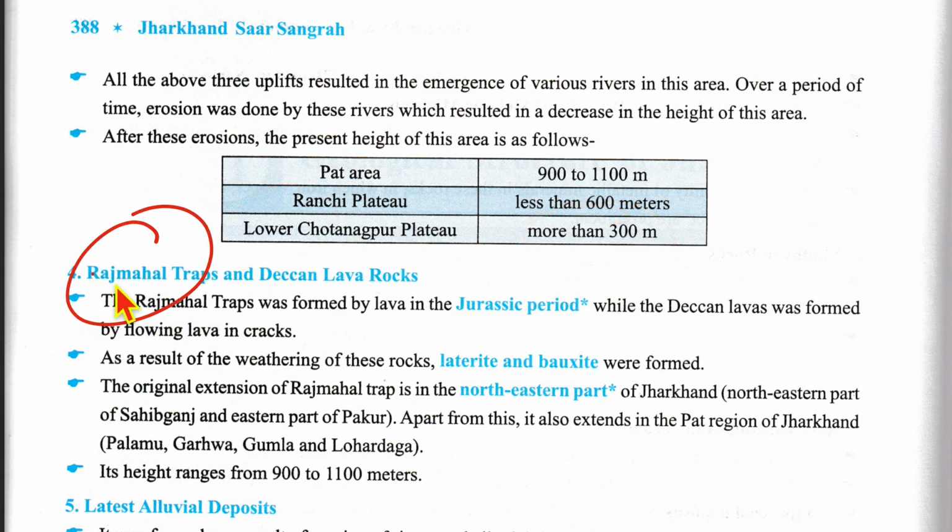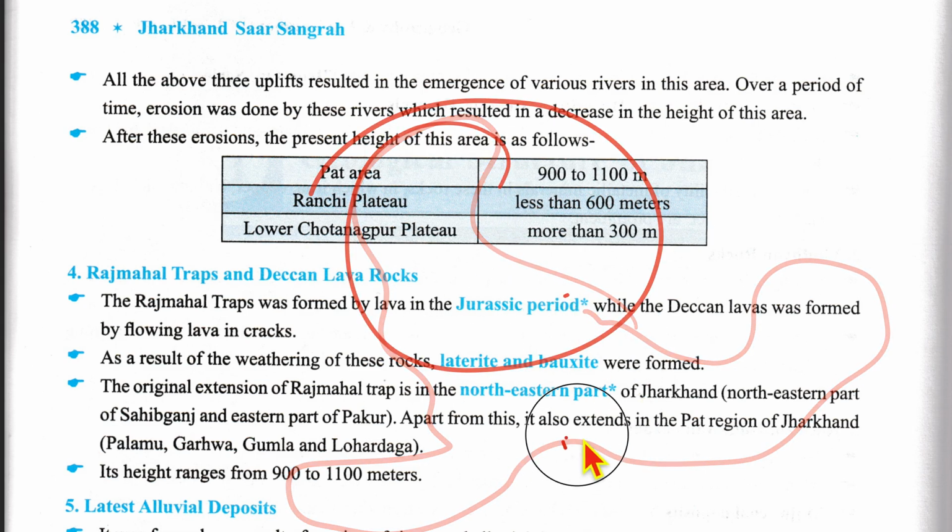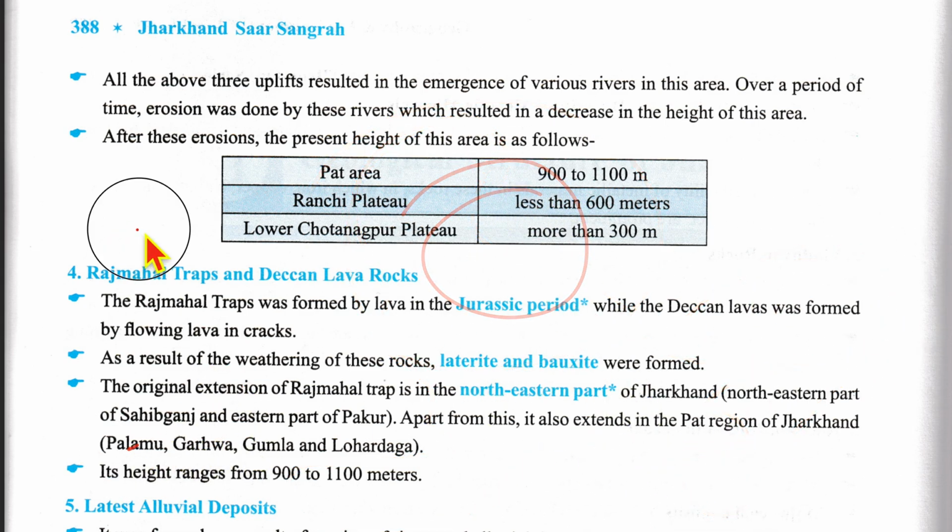Moving on, Rajmahal Trap and Deccan lava rocks. The Rajmahal Trap was formed by lava in the Jurassic period, while the Deccan lava was formed by flowing lava in cracks. As a result of weathering of these rocks, laterite and bauxites were formed. Now, the original extension of Rajmahal Trap is in the northeastern part of Jharkhand, that is Sahibganj and eastern part of Pakur. Apart from this, it also extends in the Pat region of Jharkhand, that is Palamu, Garhwa, Gumla and Lohardaga region. So this region will also have the Rajmahal traps and Deccan lava rocks. Now, the height ranges from 900 to 1100 meters.